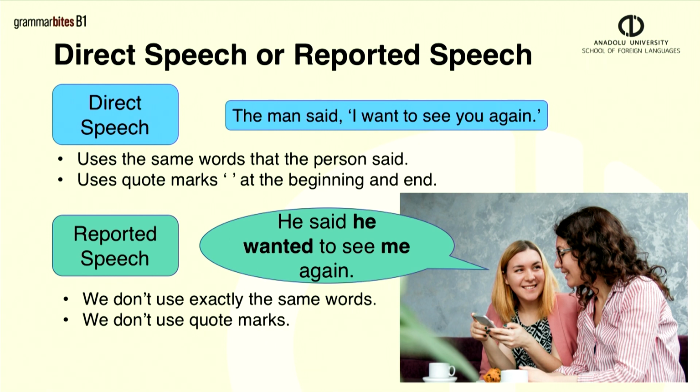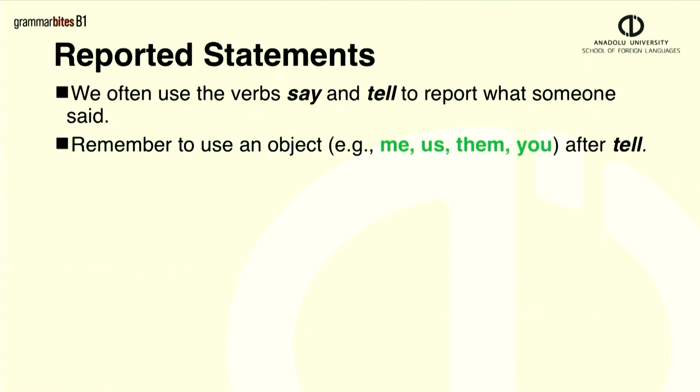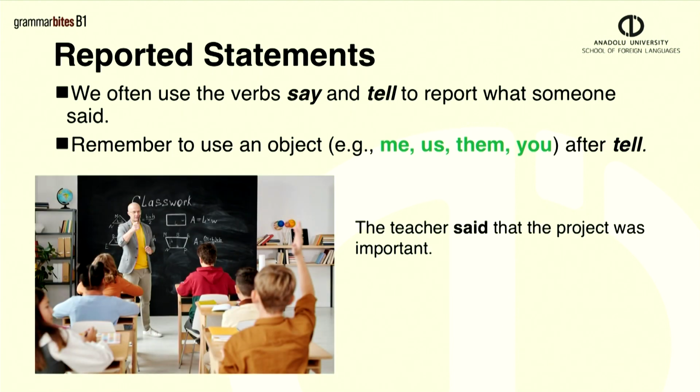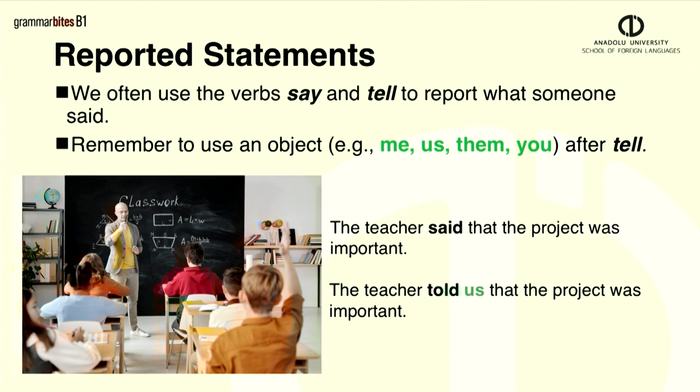Let's look at how we use reported speech to report statements. When we report statements that someone said, we often use the verbs say and tell. Remember to use an object, such as me, us, them, you, etc., after tell. The teacher said that the project was important. The teacher told us that the project was important.